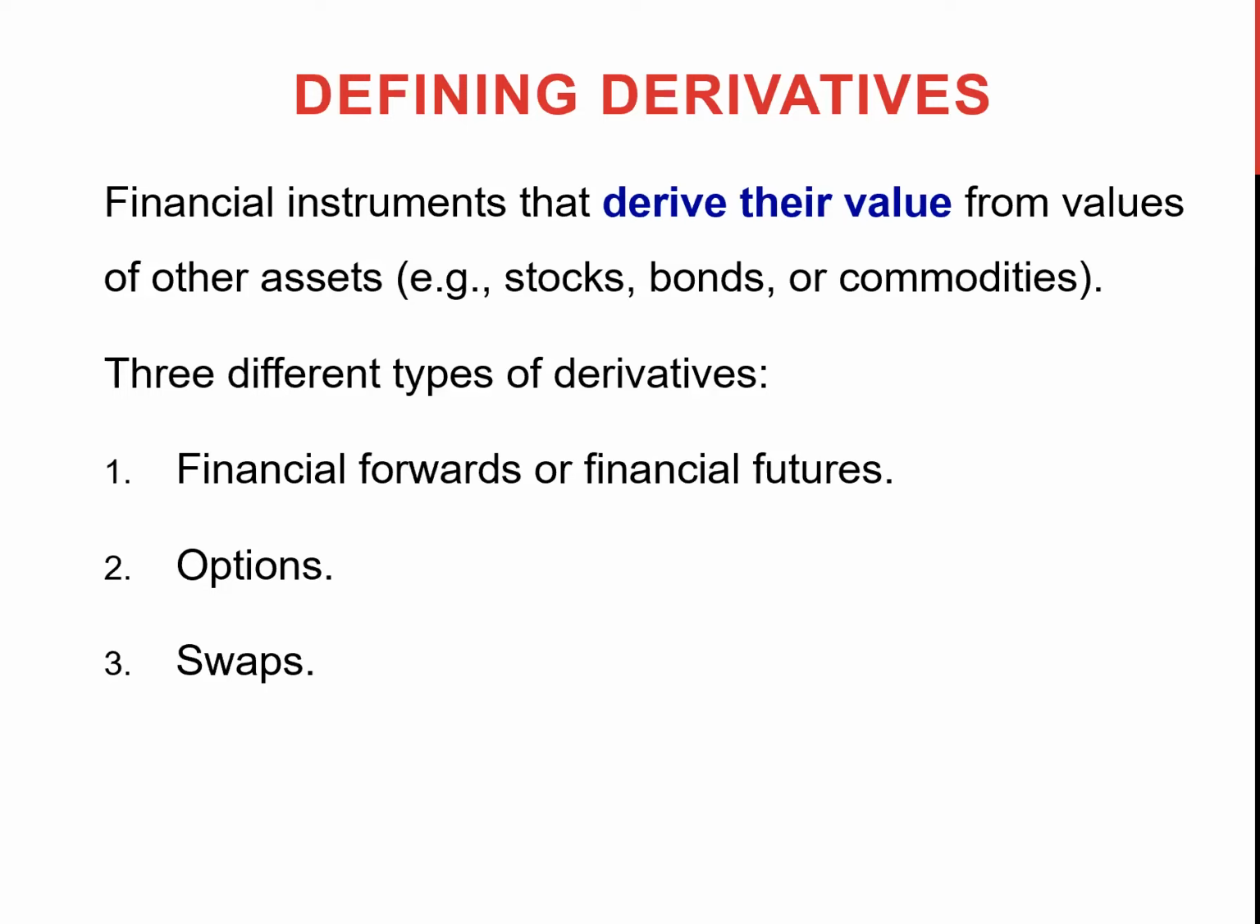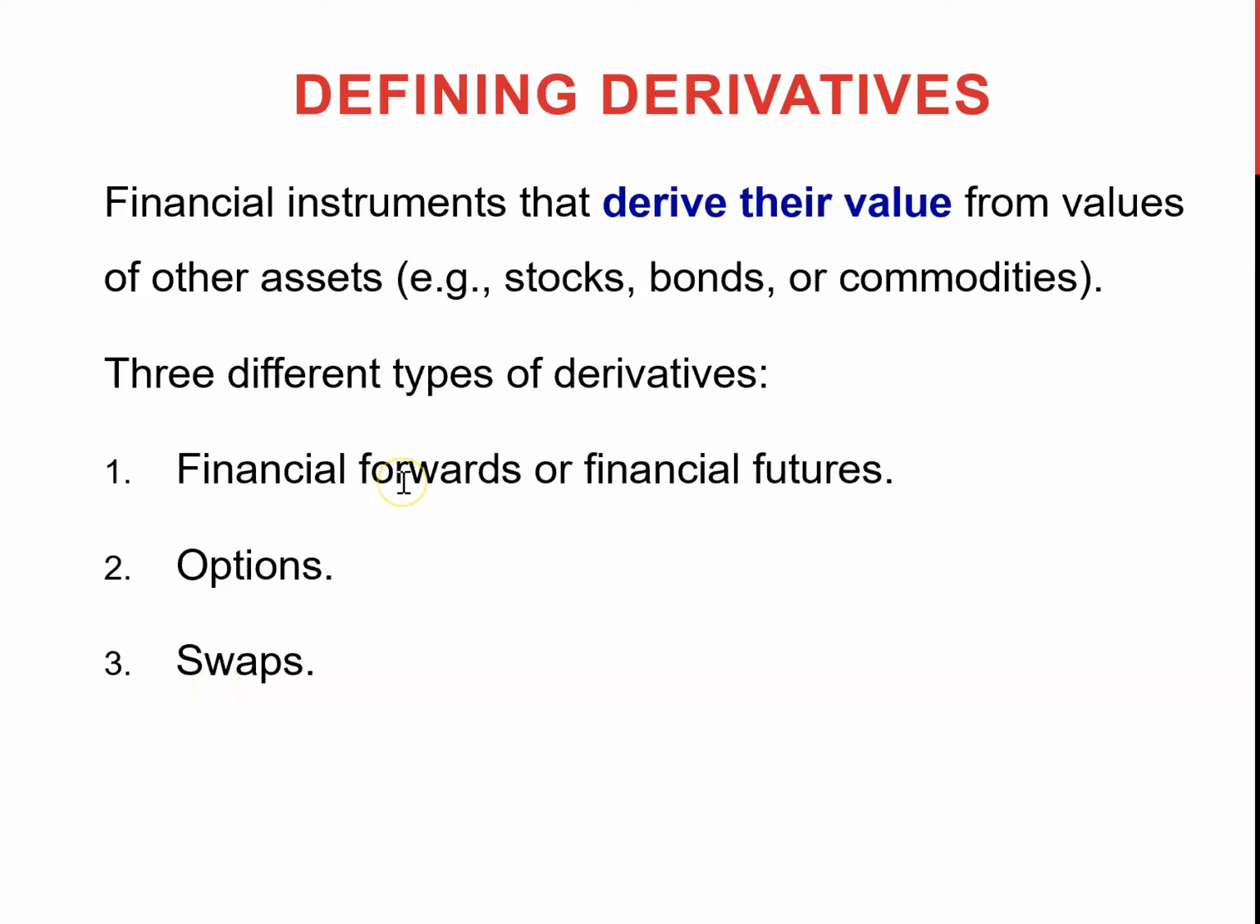The name of those instruments is derivatives because the values of those instruments are driven by the values of other assets such as stocks, bonds, or commodities. Companies use the fair values or cash flows of these instruments to offset the changes in the fair values or cash flows of these assets, and this is how they deal with uncertainties. There are different types of derivatives. The most common derivatives are forwards or futures, options, and swaps.